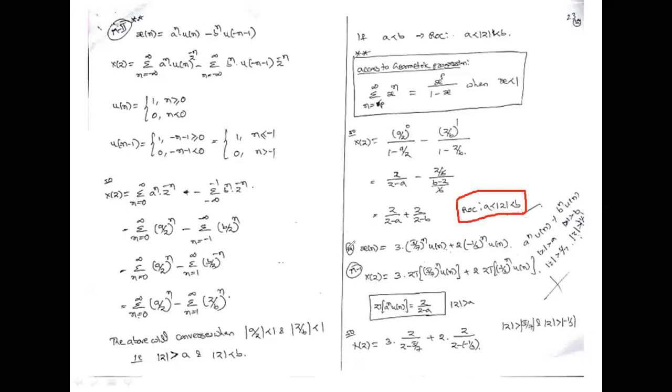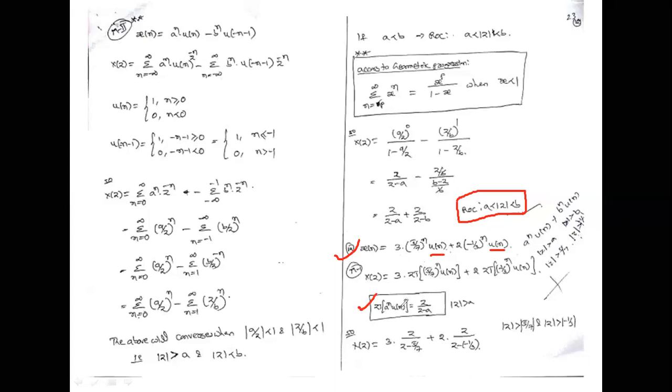Got it, my dear students? Another example, x of n is equal to 3 into (5 by 7) whole power n mu of n plus 2 into (minus 1 by 3) whole power n mu of n. Both are mu of n only. Both are mu of n.